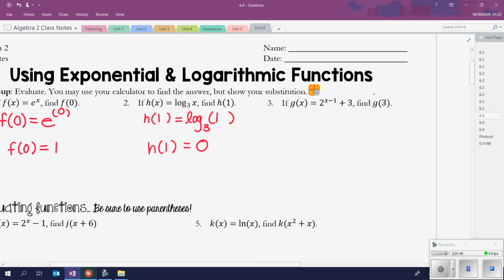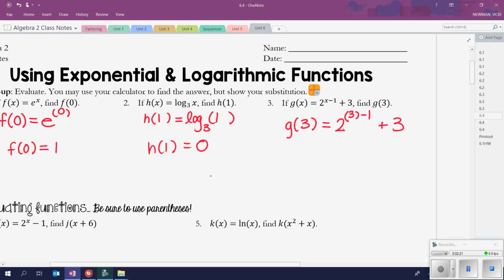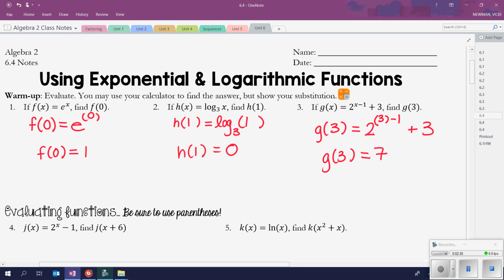Number 3, we're finding g of 3. So g, remove the x, in its place put 3's. Going to the calculator, 2 raised to the 3 minus 1. Yes, I know you know that's 2, but then arrow out of the exponent. This is why we're doing this, so that you can practice typing these things in and see all the weird stuff that can happen. And we get 7. So g of 3 equals 7. This is why it's important to actually use the calculator, so that you know what kind of weird things are going to happen to you.